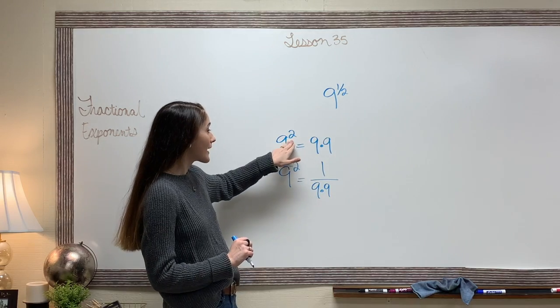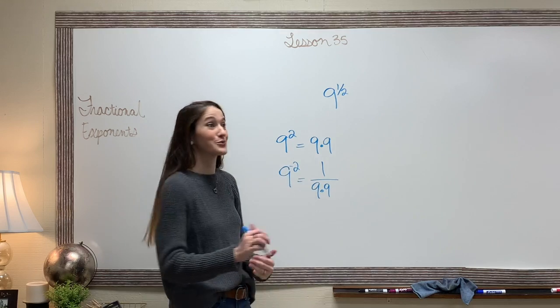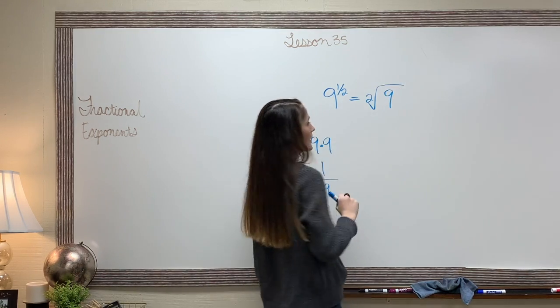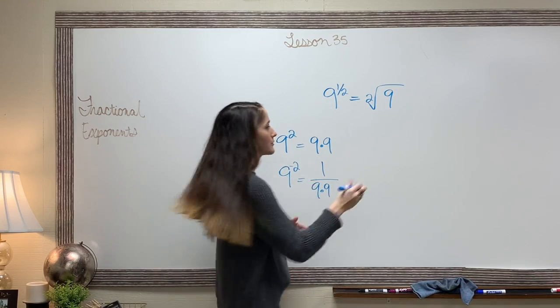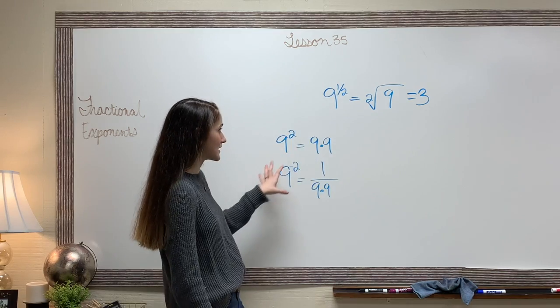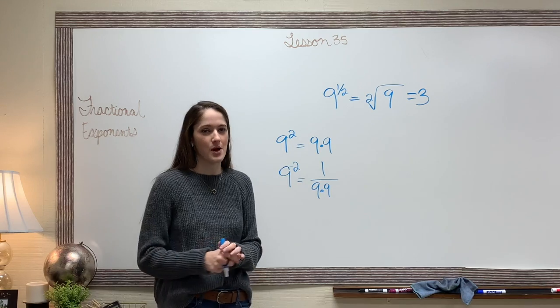So squared means times itself. Half means the root. So this would be the same as saying the square root of 9. So something times itself, and that would be 3. Okay, so I'm going to write some of these keys over here in this top corner for us to reference as we go through a couple of practice problems.